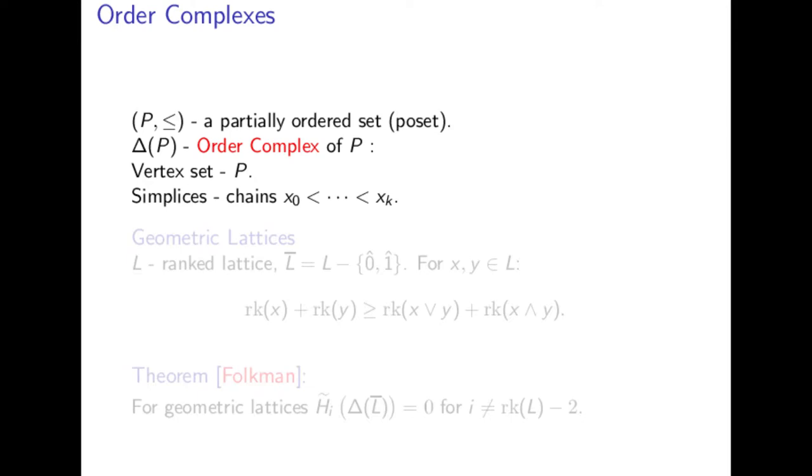This gives rise to a simplicial complex. It's actually a very general construction, because any triangulable space is homotopy equivalent to the order complex of its face poset of the first subdivision. So it gives us fairly general spaces. One example that we'll need: we'll need some kinds of lattices.